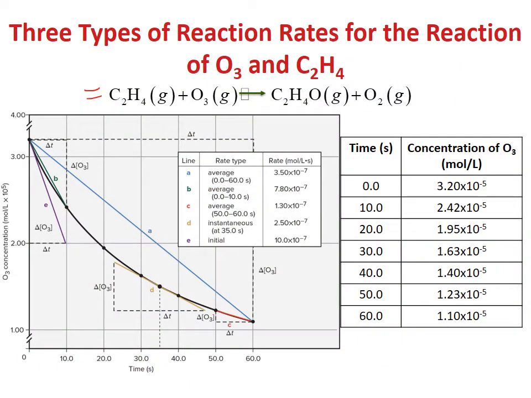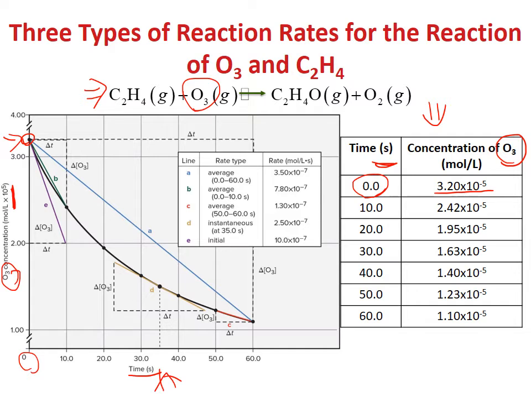Let's use this reaction as an example, with ozone as a reactant. This table shows the concentration of ozone at different times. For example, at the beginning, time 0, the concentration is 3.2 times 10 to the minus 5. Based on this table, we can plot here the concentration of ozone as a function of time. The first point is here, where time is 0, concentration is 3.2 times 10 to the minus 5 here.